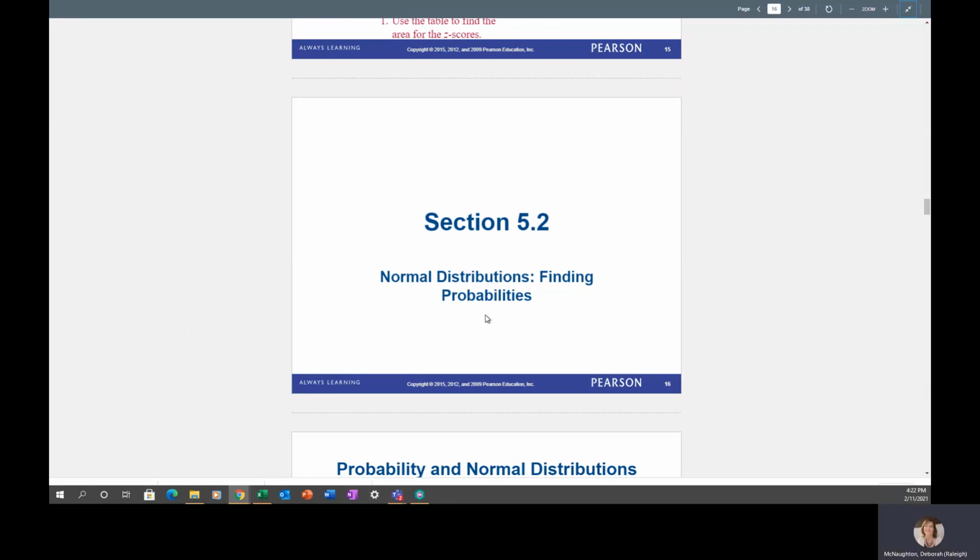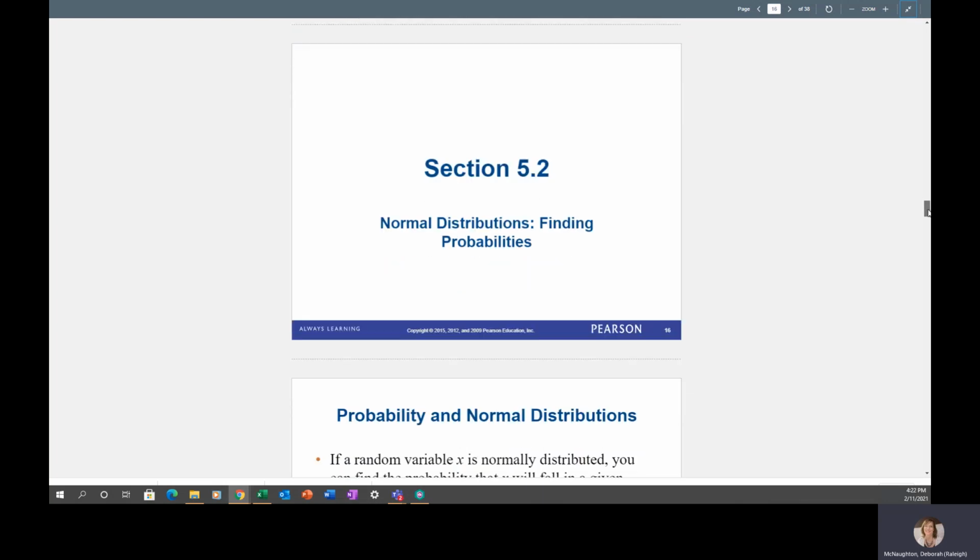So class, section 5.2 is using the regular normal distribution. In 5.1, we found out how to find probabilities for the standard normal distribution. In this section, we'll do probabilities for any normal distribution.